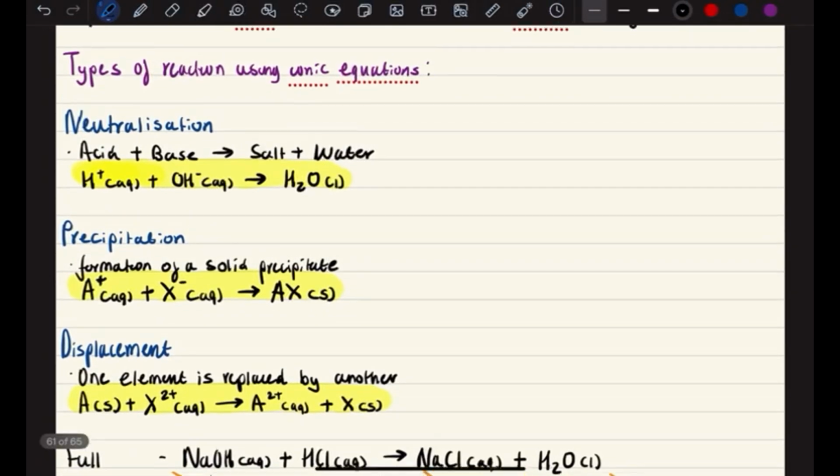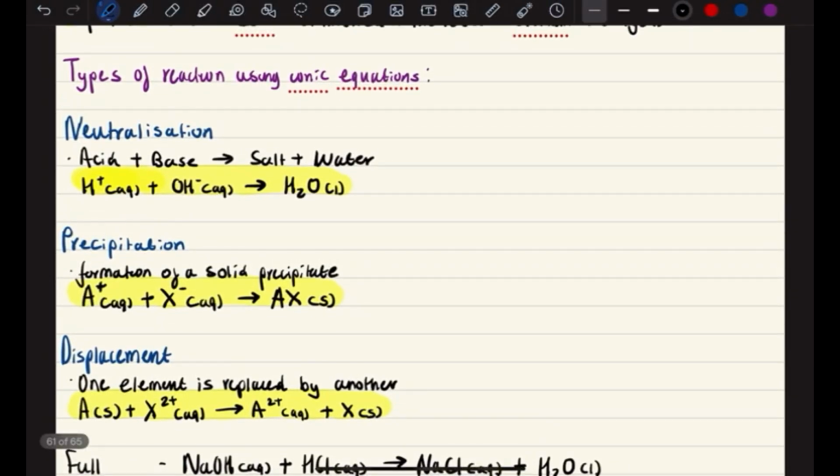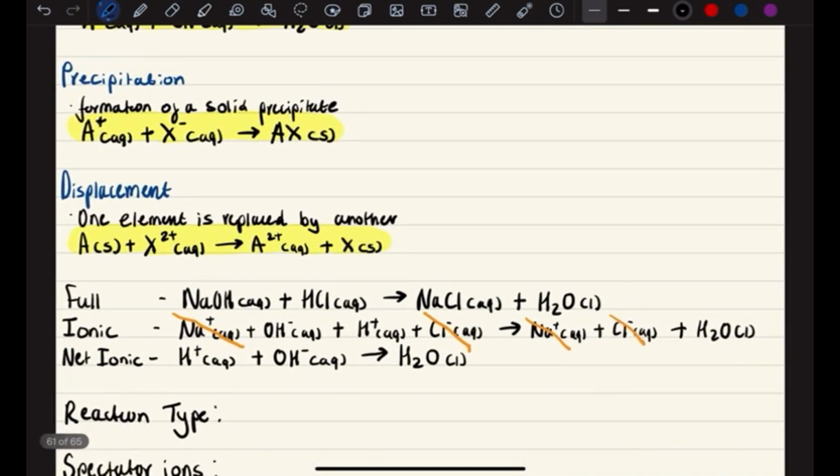Now, types of reactions using ionic equations. These are your big three: neutralization, precipitation, and displacement. In a neutralization reaction, you have an acid plus a base making salt plus water, and I've shown what an ionic equation will look like with that underneath. It will just be proton plus hydroxide ion goes to water. Precipitation reactions are when you form a solid precipitate, so you've got two aqueous ions joining to form a solid salt. In a displacement reaction, one element is replaced by another. We're going to get more into that as well, but you can see here, the A is replacing X.